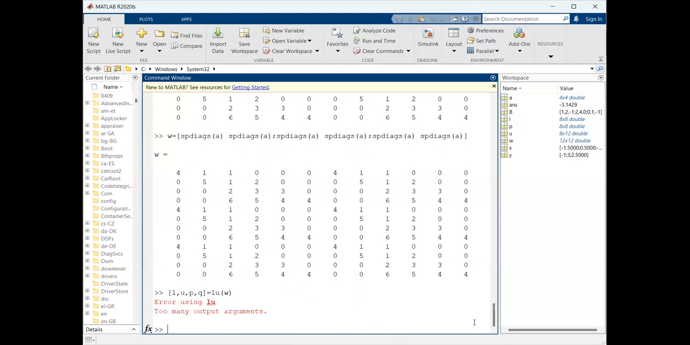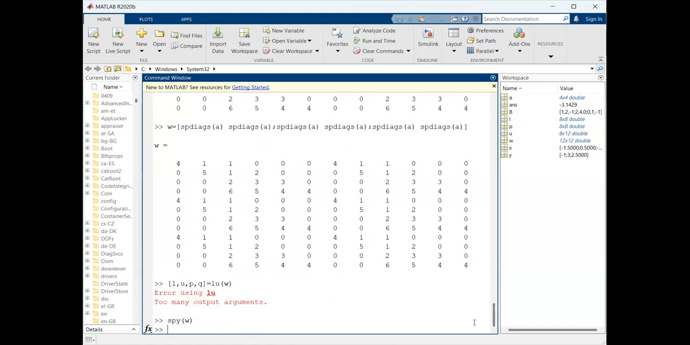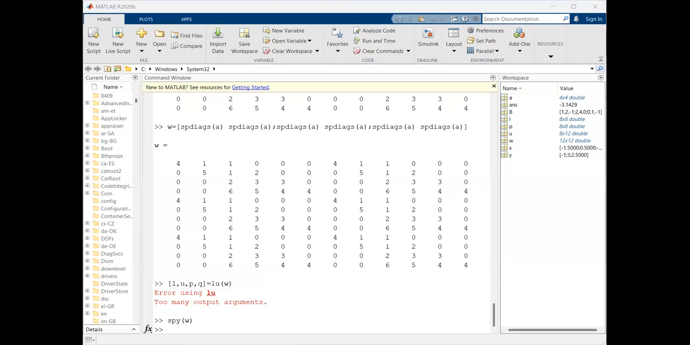Let me see if it will still work. Okay. If not, then just do the spy. I'll explain some of the commands now. So spy. Can you see the diagram?